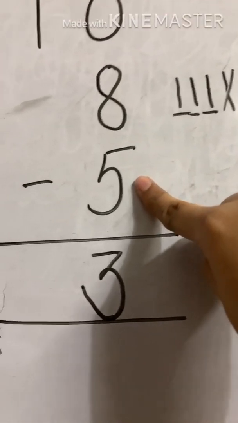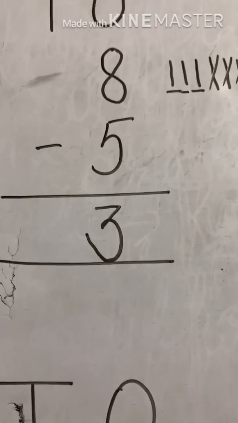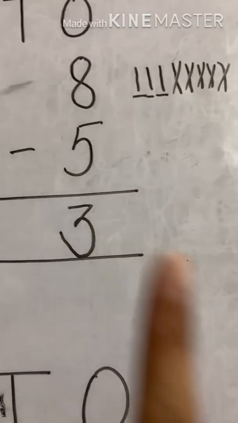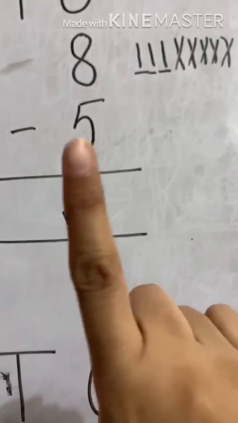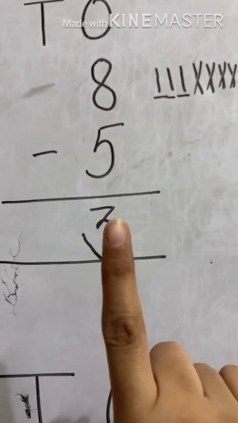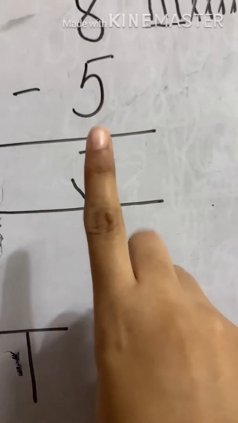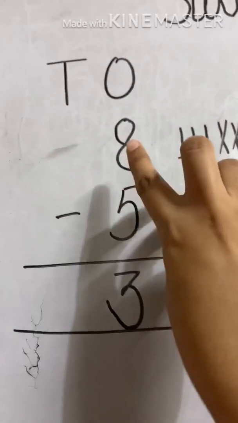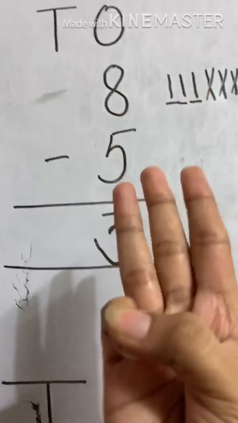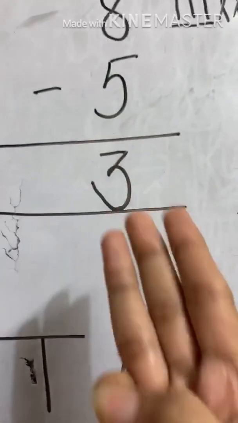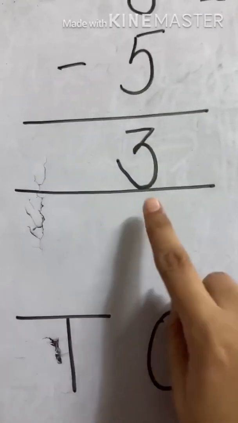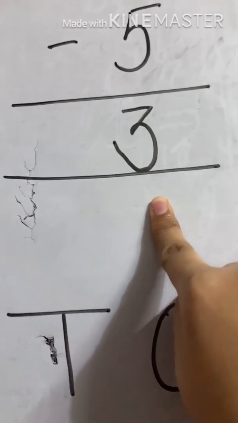If I need to subtract 5 from 8, I am going to start my counting from 5 onwards. 6. For the next number I am putting 1 finger up. 6, 7, 8. And look, 8 is the number here. So I have reached 8. And how many fingers have I put up till now? 3. So my answer is 3.